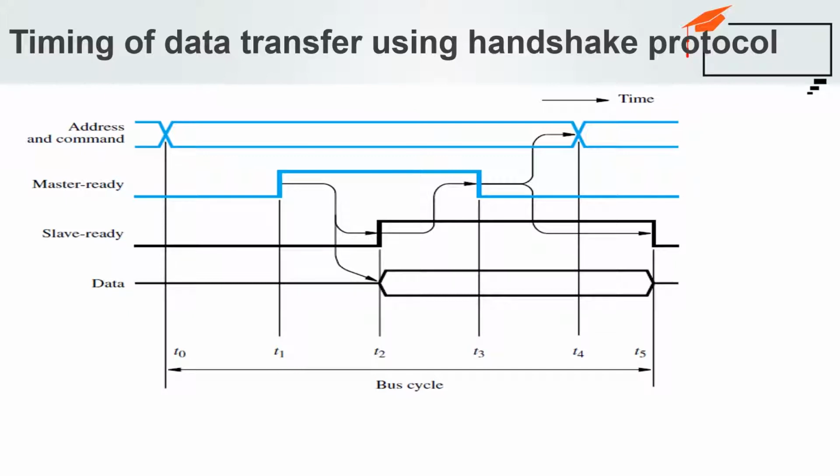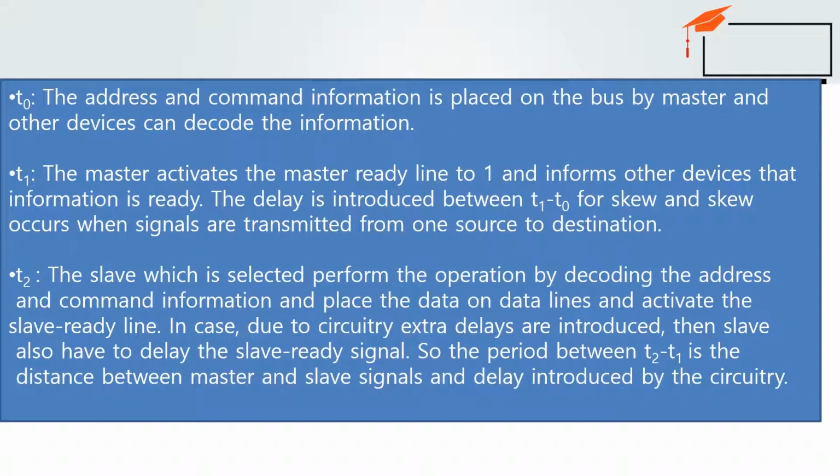Let us discuss the sequence of events. T0. The address and command information is placed on the bus by master, and other devices can decode the information. T1. The master activates the master ready line to 1 and informs other devices that information is ready. The delay is introduced between T1 and T0 for skew, and skew occurs when signals are transmitted from one source to destination at different times because each line has different speed of execution. It assures that the master ready signal does not arrive before command information to other devices.